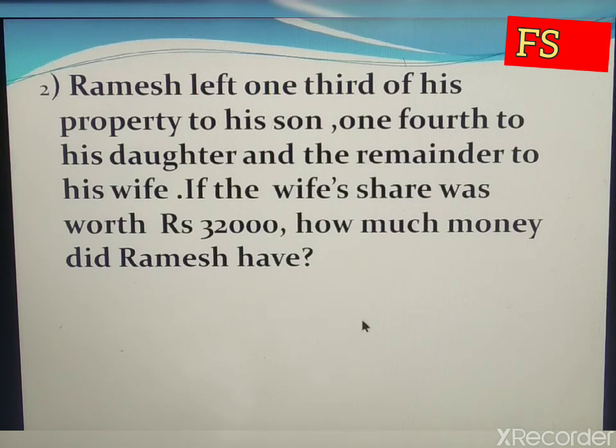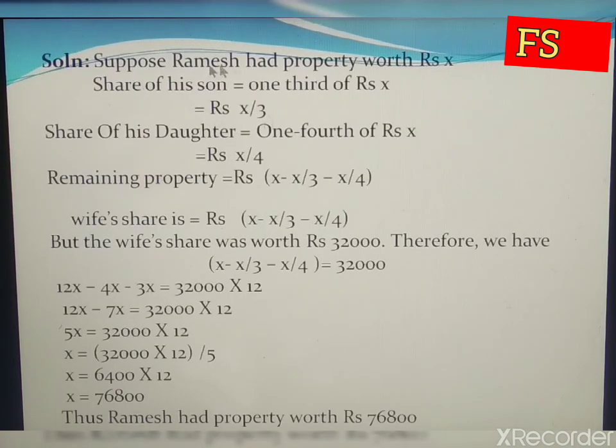So now again we will be observing what happens next in the solution. So suppose Ramesh had property worth rupees x. Share of his son is 1/3. So 1/3 of x will be x upon 3. Share of his daughter is 1/4, so of rupees x it will be x by 4. So the remaining property will be, out of total x, we have subtracted that of son and that of daughter. So the remaining property will be x minus x by 3 minus x by 4.